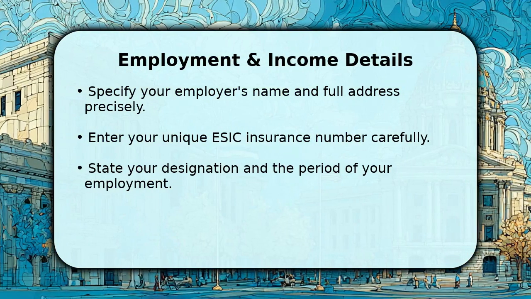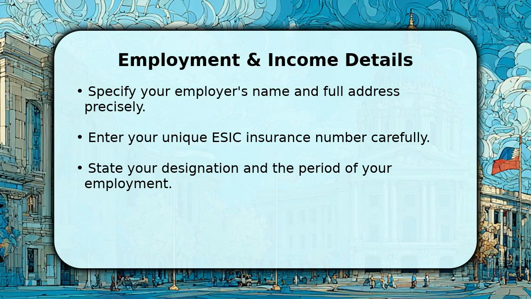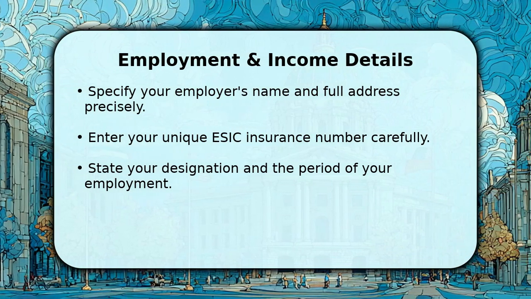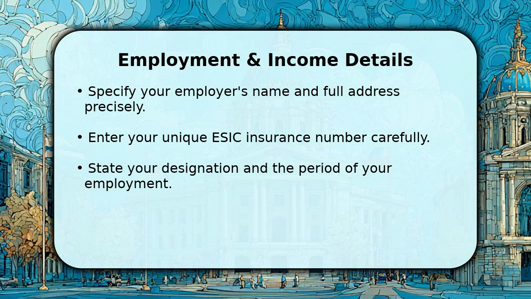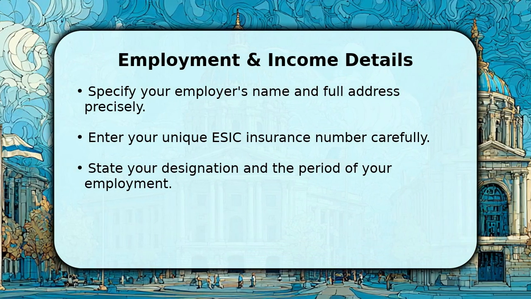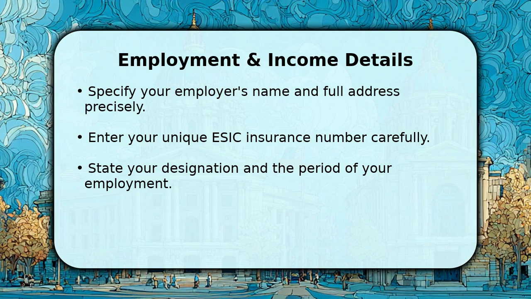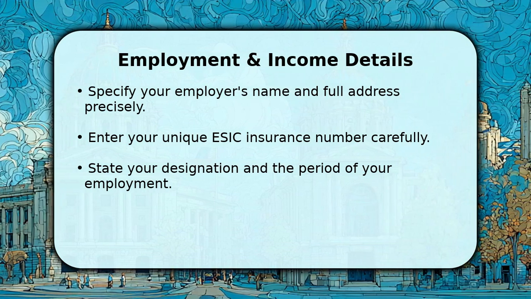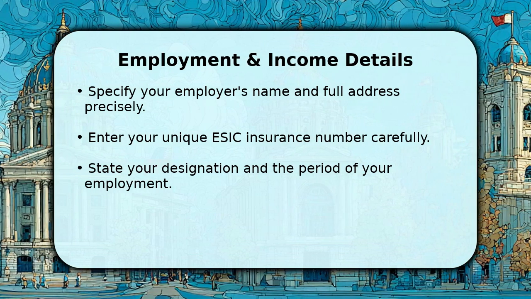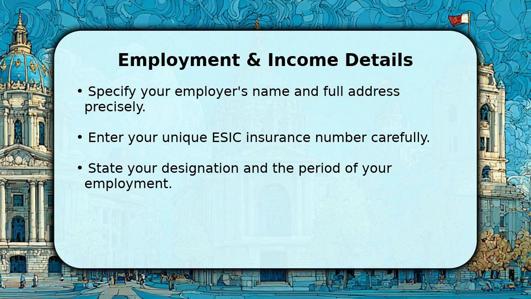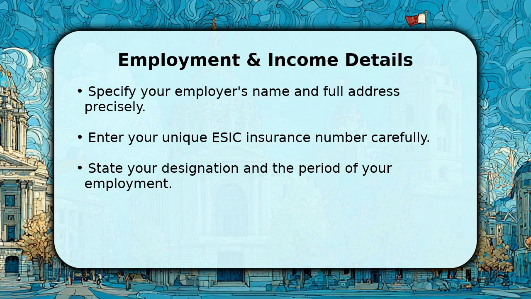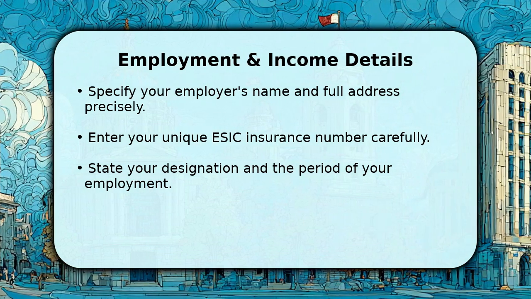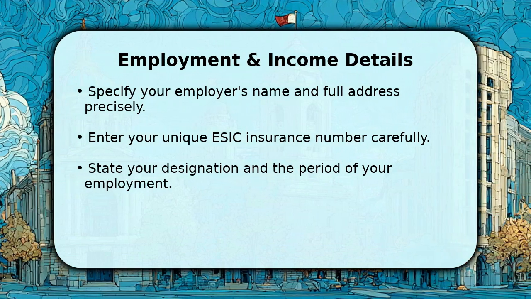This section asks for your employment and income specifics. Clearly write your employer's full name and business address, along with your official designation. You must provide your ESIC insurance number, which is a unique 12-digit identifier. Detail the exact duration of your employment with the organization. Finally, accurately state your average monthly wage, as this figure is crucial for calculating your eligibility for various ESIC benefits, requiring precise information from you.